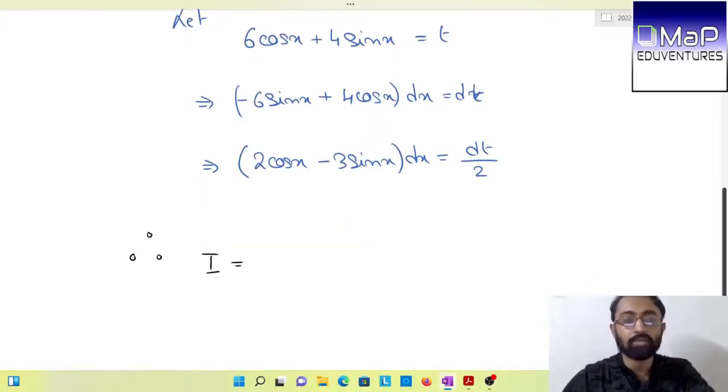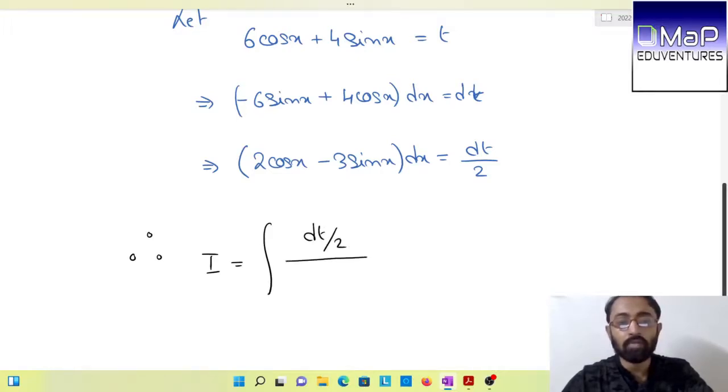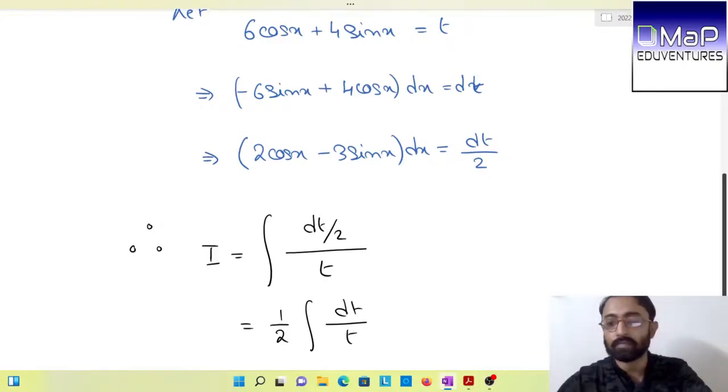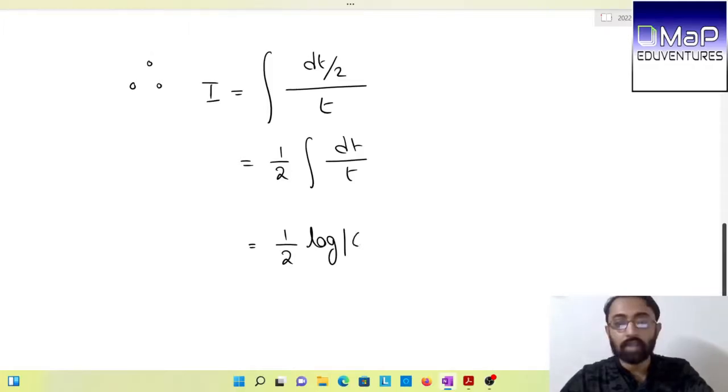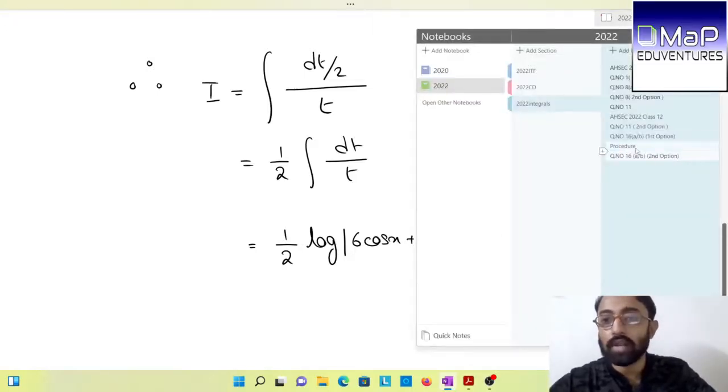Therefore I equals integration dt by 2 divided by t. So take the half outside, integration dt by t. Now we will have half log mod t. Now what was t? It is 6 cos x plus 4 sin x. Okay, let us go to the next question.